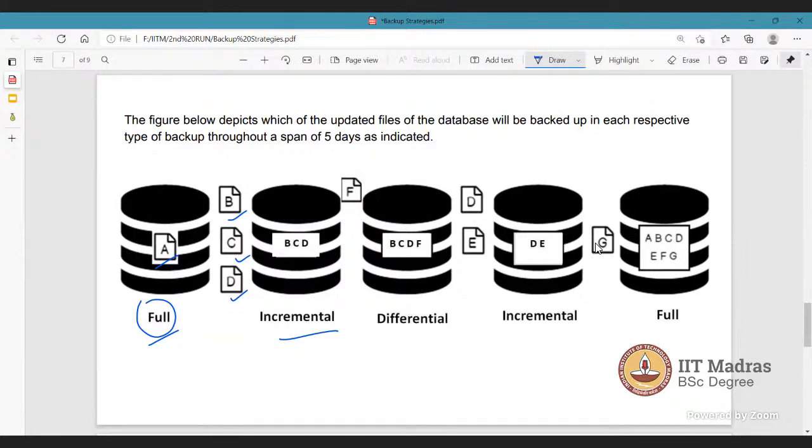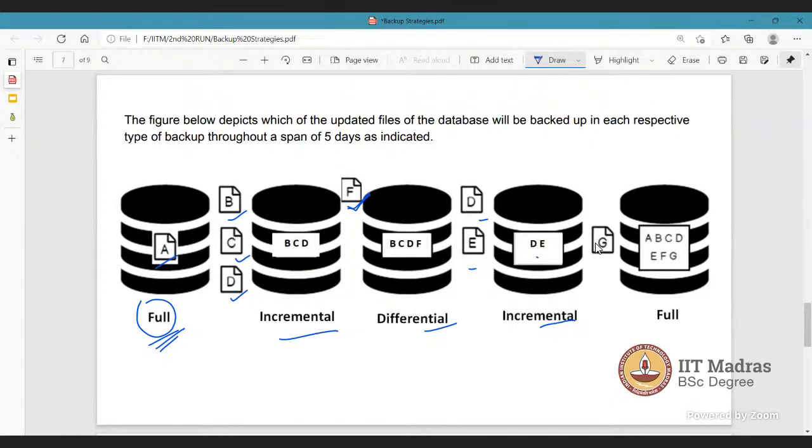After that, we are performing a differential backup, and the change made is F only. A differential backup will back up all those files that have changed since the last full backup, so it will take B, C, D, and F. After that, we are performing an incremental backup. D and E are the changes that have been made, so only D and E will be backed up.